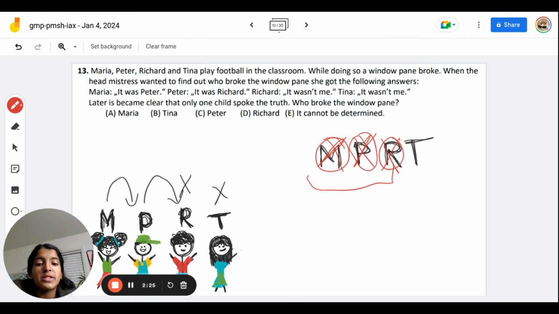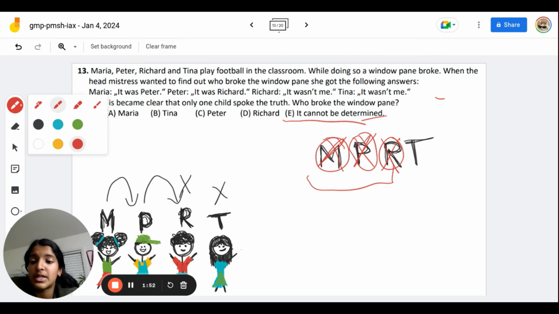But there's also an option that says it cannot be determined. So let's see if Tina is the culprit. If it's not, then it can't be determined. So if Tina was the culprit and Maria said that it was Peter, Maria would be lying. If Peter said it was Richard, then Peter was also lying. If Richard said it wasn't me, then Richard would be speaking the truth. And then if Tina said it wasn't me, then Tina would be lying.